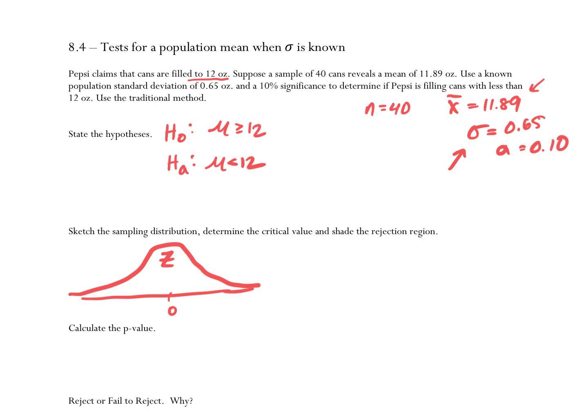At alpha equals 10%, and my alternative is less than, I'm going to shade to the left. And whatever my alpha is, that's my total shading. So this lower 10%, this is my rejection region. And I can figure out what is that boundary for rejection by doing inverse norm.